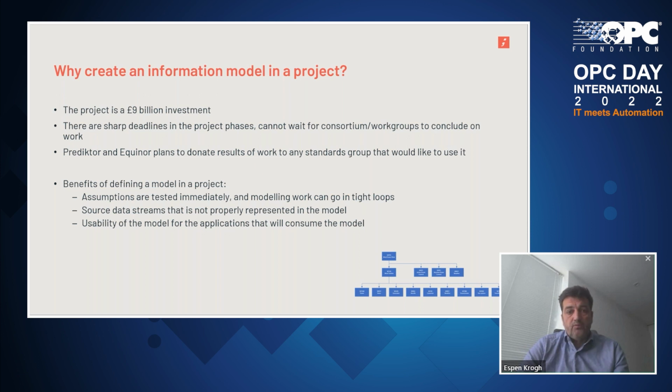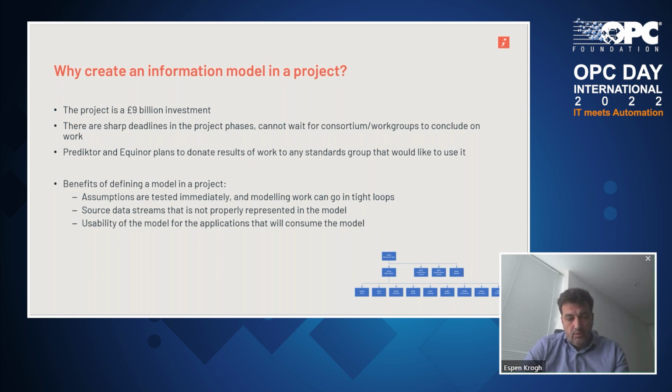So this phase cannot wait for consortia or work groups to conclude on information model work. The situation where there was no existing wind information model for OPC UA resulted in Equinor having to initiate activities to do this in the project. But the builders of this information model, Prediktor and Equinor, plan to donate the result of the work to any standards group that would like to use it later.